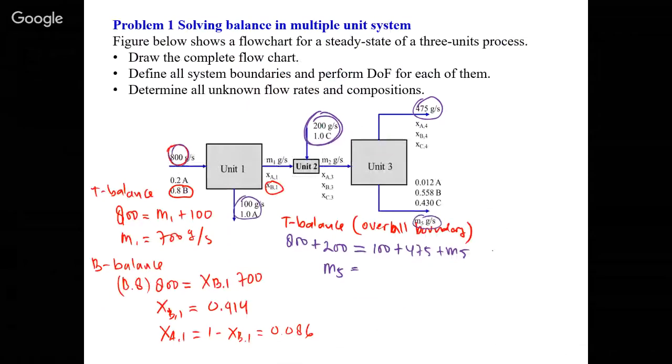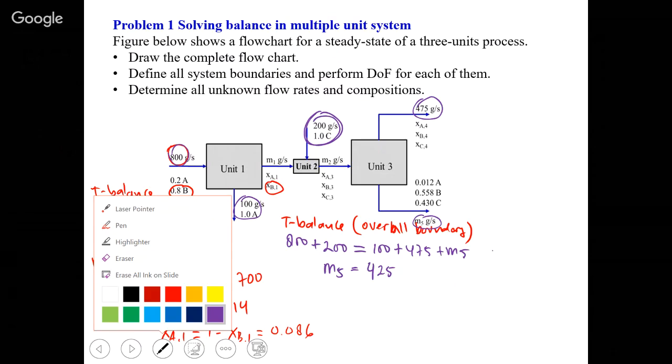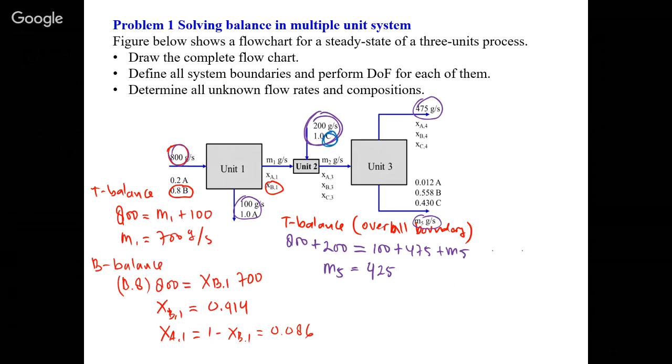Equal to, wait a moment, darling, 1000 minus 575. This one equal to 425. Okay. What you can do next is you can go to either of the balances. You can have A balance, B balance, or C balance. So I'm going to C balance because C only appears here, here and here. So I can use a C balance.